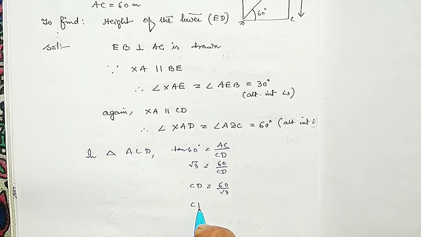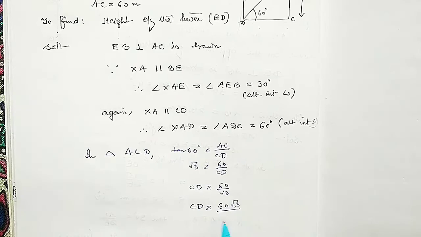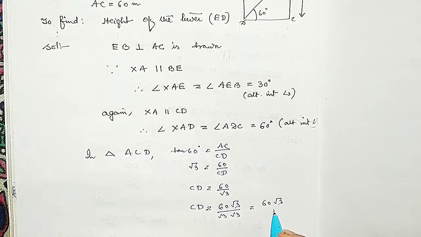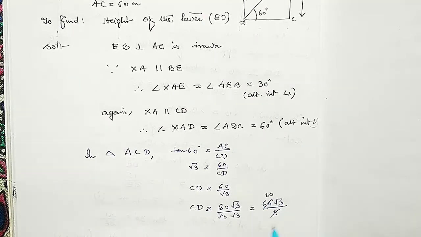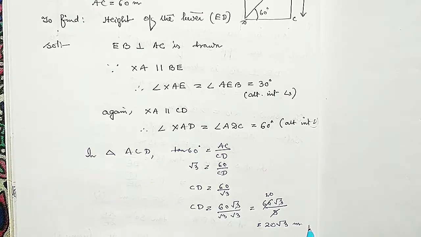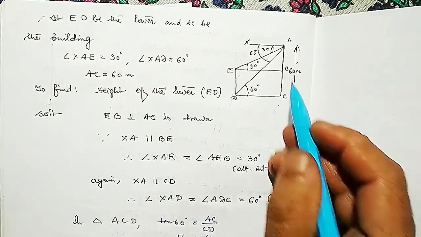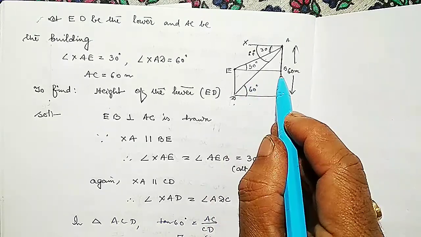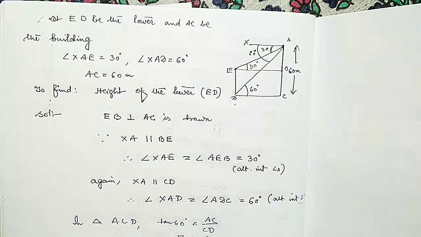If I rationalize, I am going to get CD equals 60 √3 into √3. That means 60 √3 divided by √3 into √3, 3. That means 20 √3. So we got CD equals 20 √3 meters. Okay, let it be equation number 1. Now from this triangle ACD, we got CD. Now since CD equals BE, because this is a rectangle, so from this triangle we can calculate AB now.